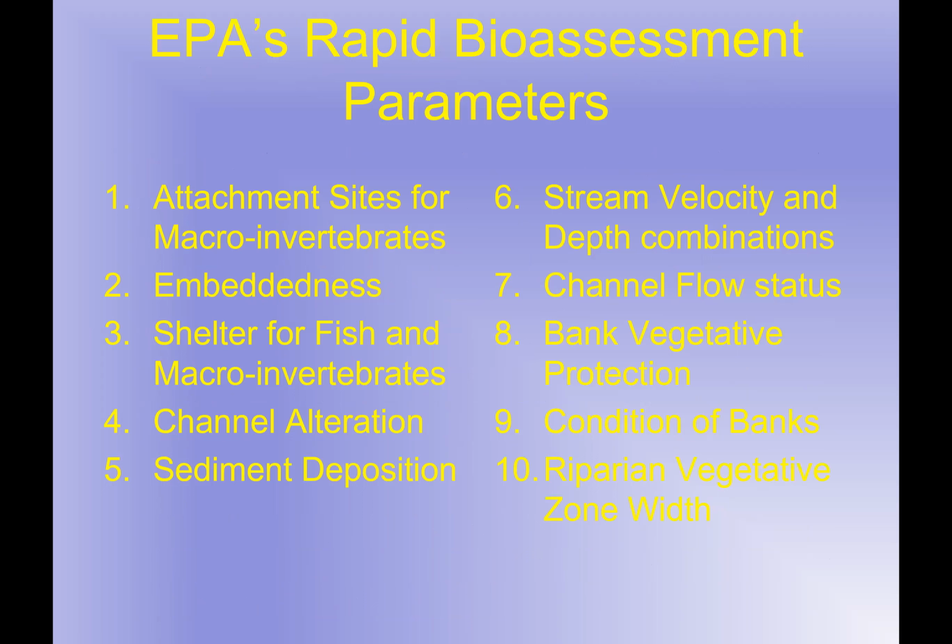So this is EPA's rapid bioassessment parameters. They only have 10. And this is what they're looking for. Anything from attachment sites to macros, embeddedness, shelter for fish, channel alteration, sediment deposition, stream velocity and depth, channel flow, bank vegetation, conditions of the bank, and the width of the riparian zone.